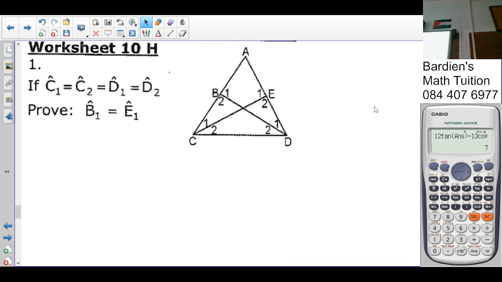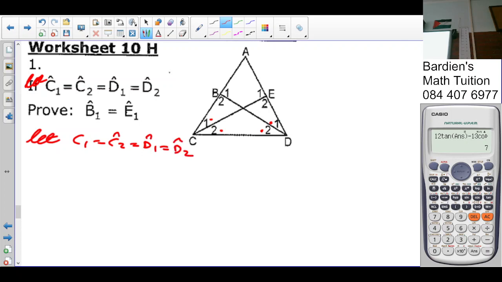So at this point, people, we are told that C1 is equal to C2 is equal to D1, which is equal to D2. So I'm going to mark that all with circles, C1, D1, and so on. Prove that B1 is equal to E1. People, from here, let C1 equal C2 equal D1 equal D2 equal, and we assign x to it. Then this is what it's going to look like.